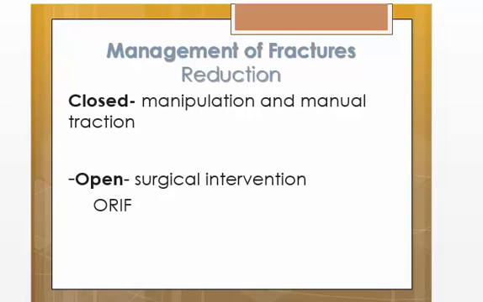So closed reduction is when a pulling force is applied manually to realign the displaced fractured bone fragments. Then immobilization follows to allow the bone to heal. Open reduction, internal devices are used such as metallic pins, wires, screws, plates, nails, or rods to hold the bone fragments in position until healing occurs. For open fractures, wound irrigation and debridement is necessary, as I mentioned. An example of an open reduction is called an ORIF, which is open reduction with internal fixation.